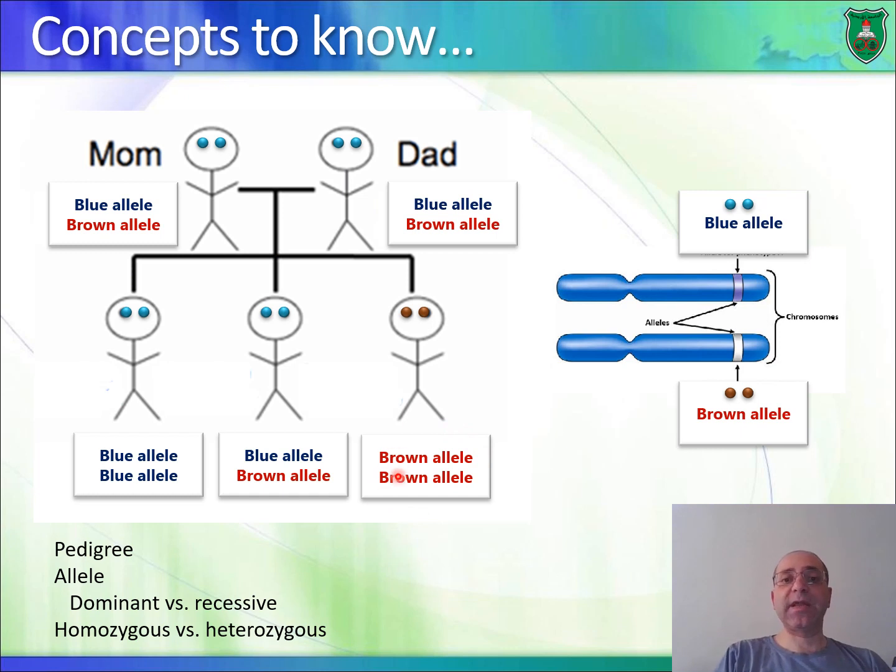Now, this person has both brown alleles for the eye color gene. So the recessive phenotype would be shown on that person, and the person would have brown eyes. Okay? So now we know what a pedigree means: allele, dominant, recessive, and homozygosity or heterozygosity.